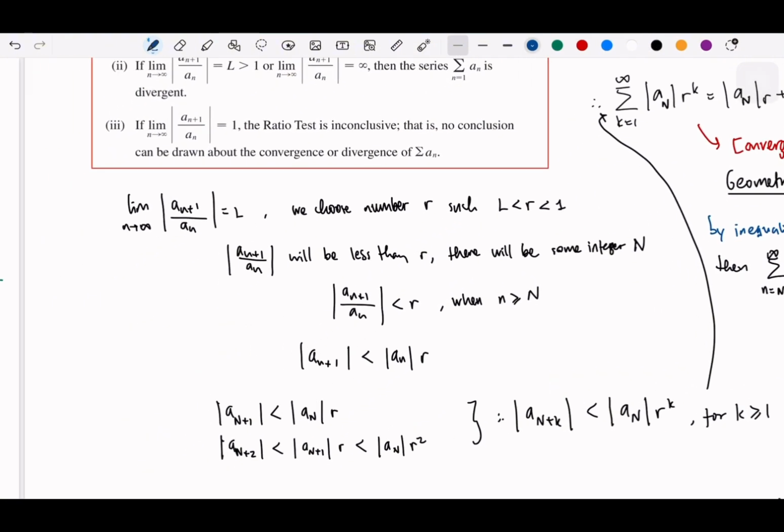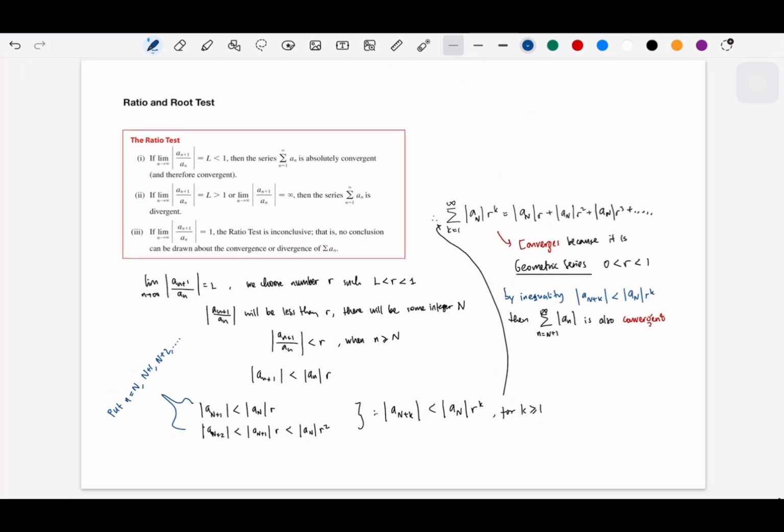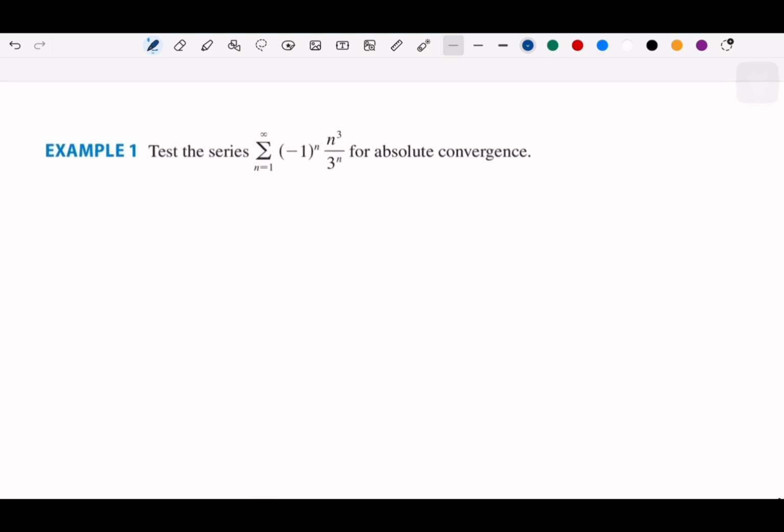Maybe let me write here. Put n equal n. Okay, maybe this is some example. I just take it from the textbook. So this is a really quick example.